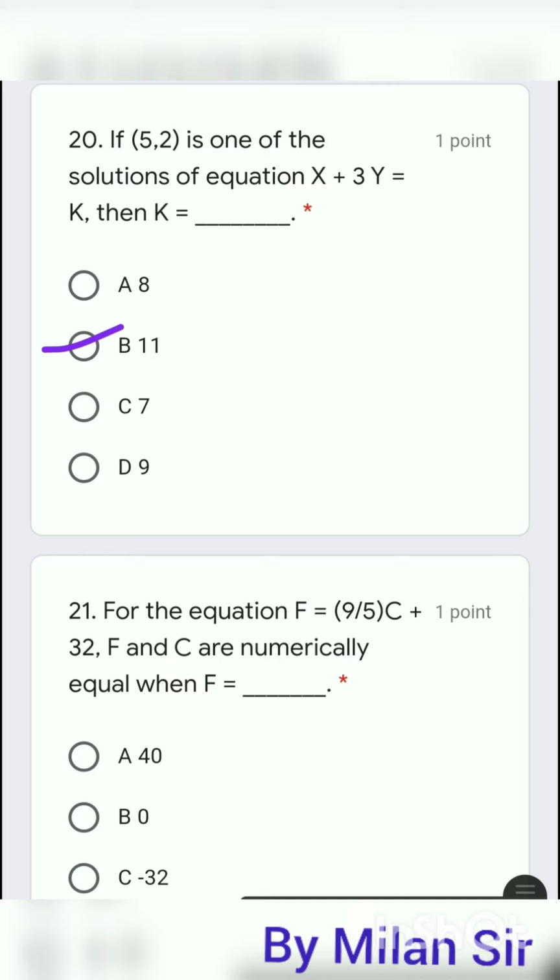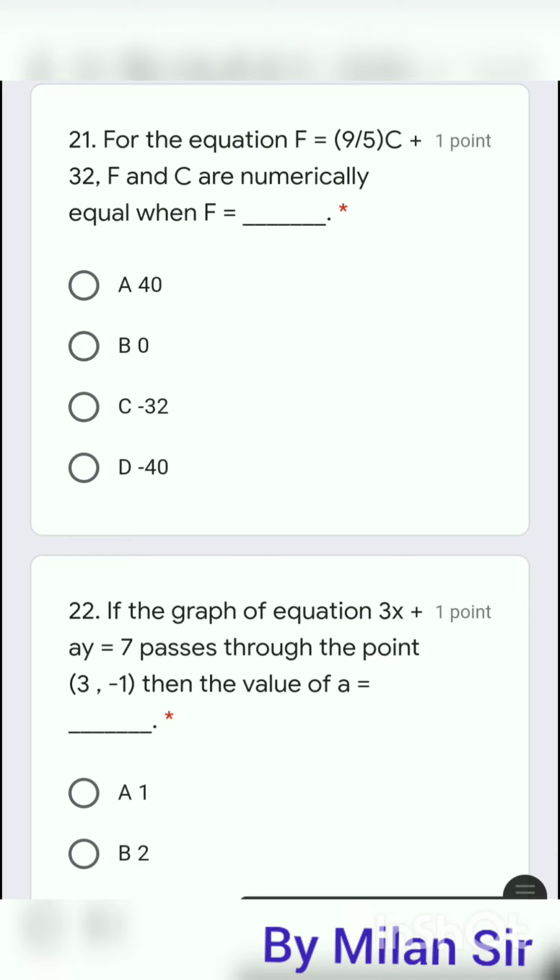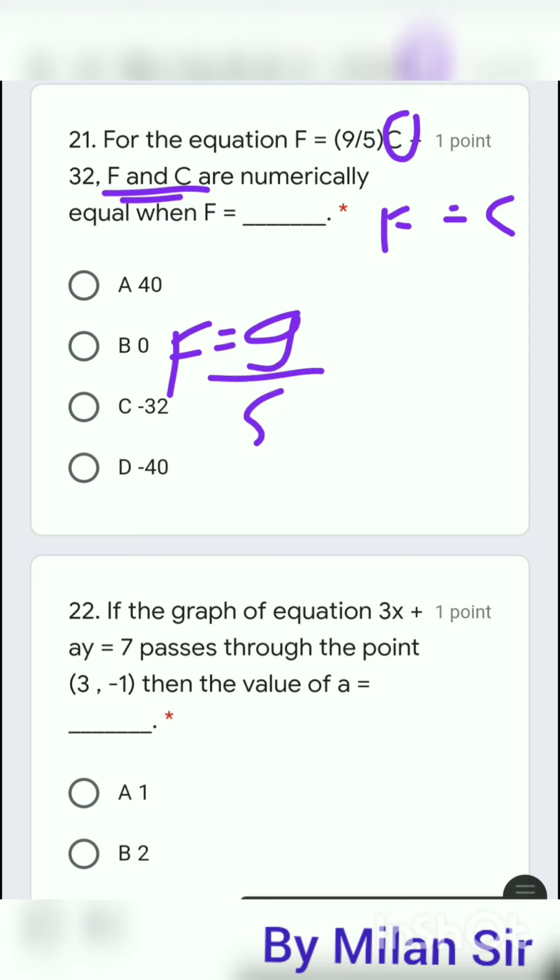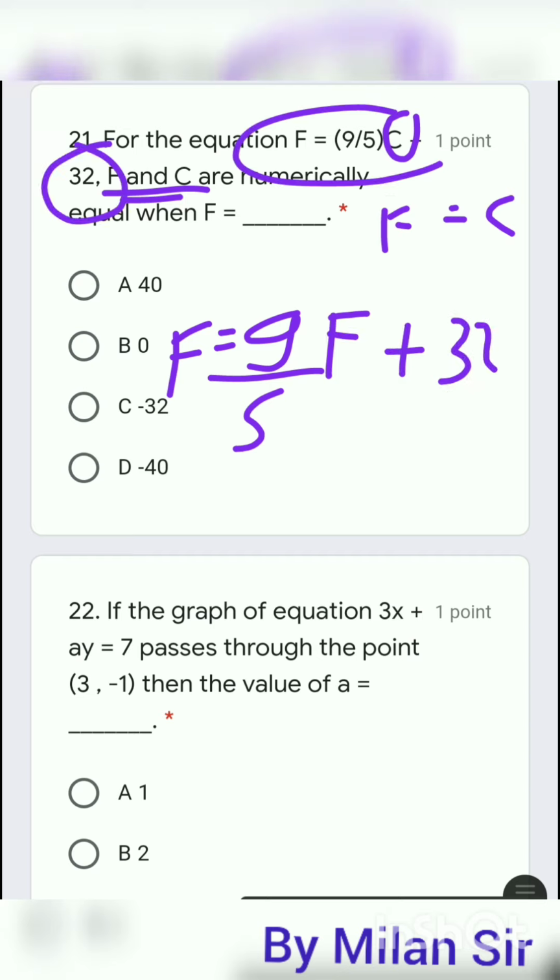Option B, 11 is the correct answer. After that, question number 21. For the equation F = 9/5 C + 32, F and C are numerically equal when F is equal to. This is a question of chapter 4 and we already solved this question in the video. So here it is given that F and C both are equal. So in place of C put the value of F. So F = 9/5 C, but in place of C put F here, plus 32. That is given here, right?